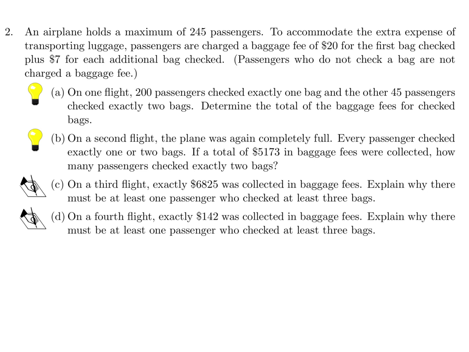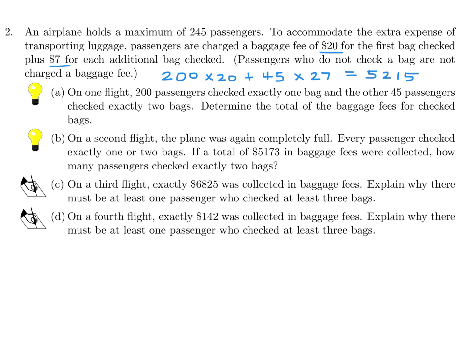All right. So 200 checked one bag. They're going to pay this $20. And then we add to that 45 people who pay $27, right? 20 plus 7 because they're checking in 2 bags. So 27. And then when you do this math, that's 5215. And I think that's it.